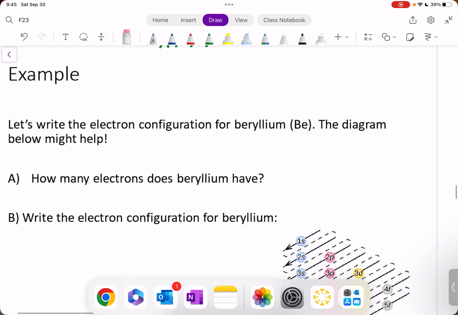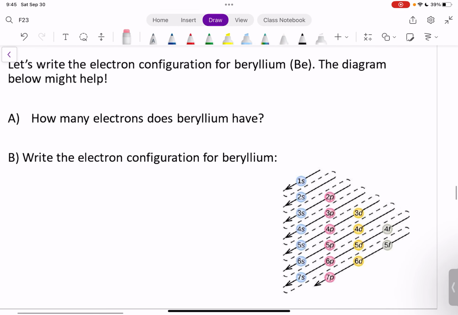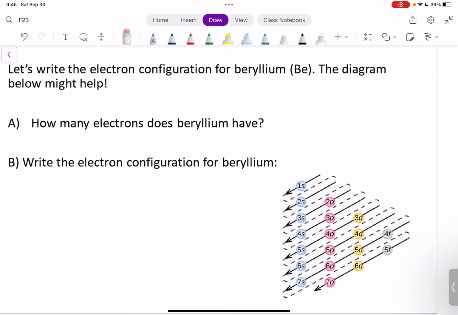All right, so as always, I think this makes a lot more sense when we do an example. So let's try this out. Let's write the electron configuration for beryllium. The diagram below here might help, and the reason that it might help is that this is showing you the order that electrons are going to populate these subshells.